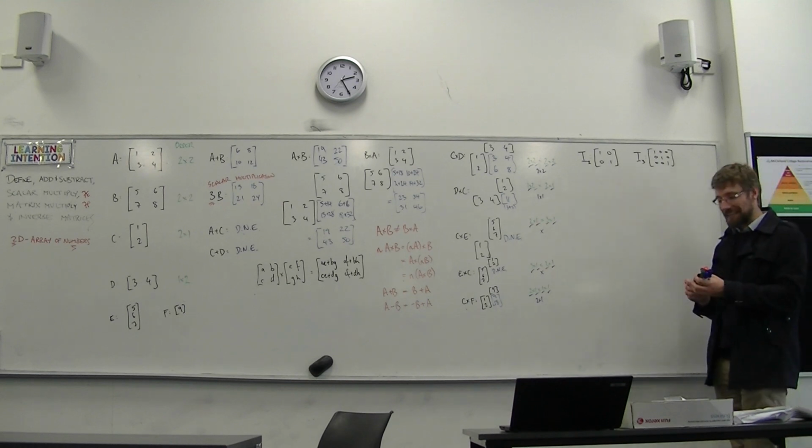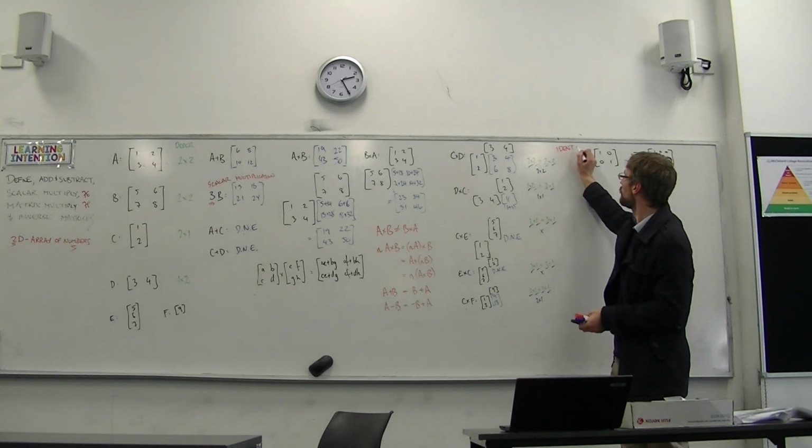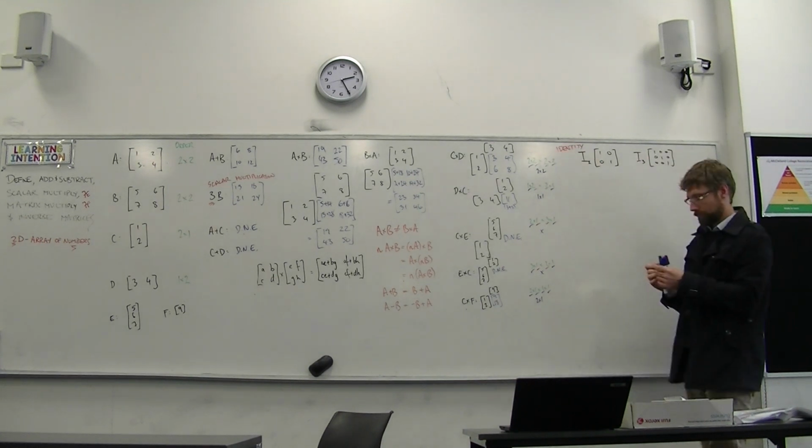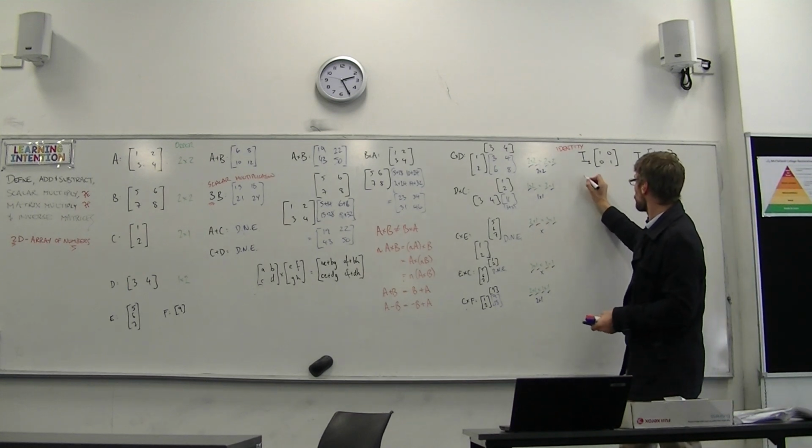So these are called identity matrices. Identity. Identity.